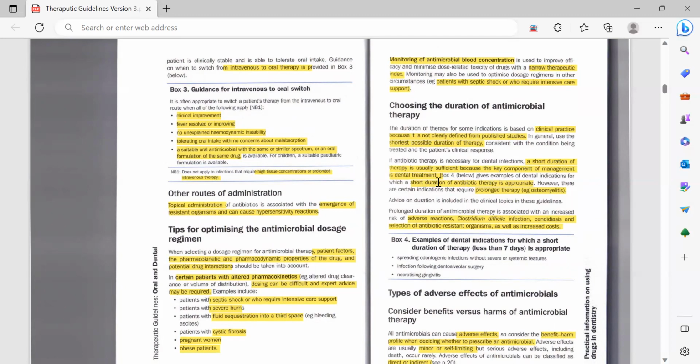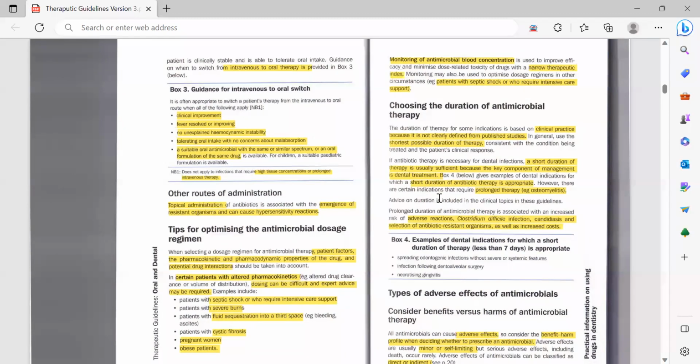So they always say that the best treatment for any dental concern or any dental problem is active dental treatment. Be it antimicrobials or any painkiller, they are only additional therapies. They cannot totally help the patient with the infection or with their pain.